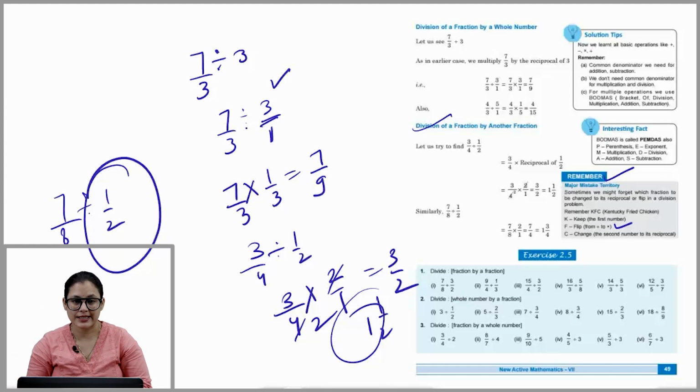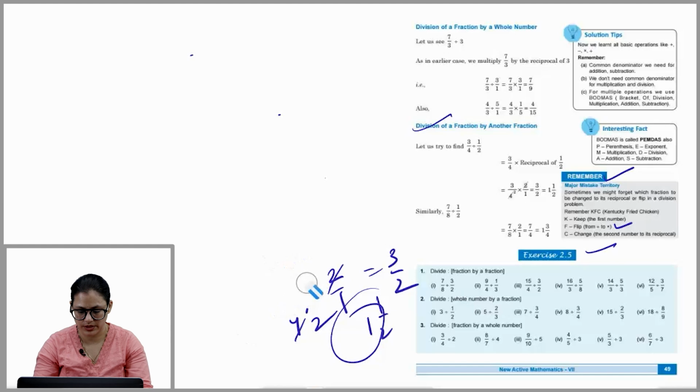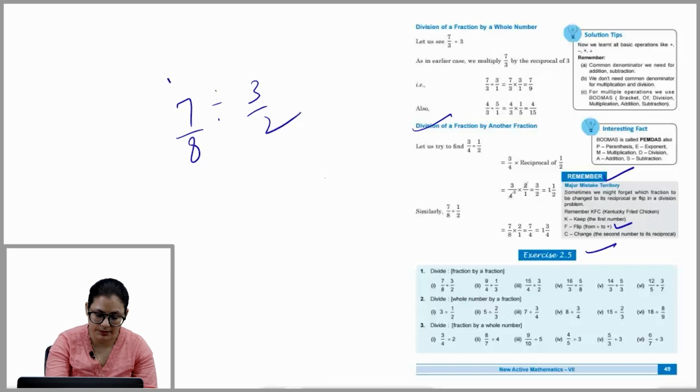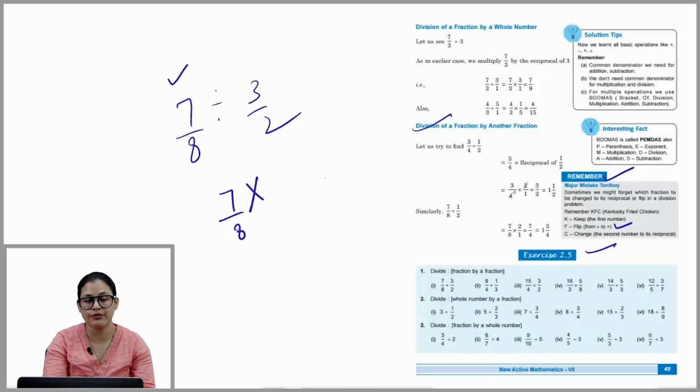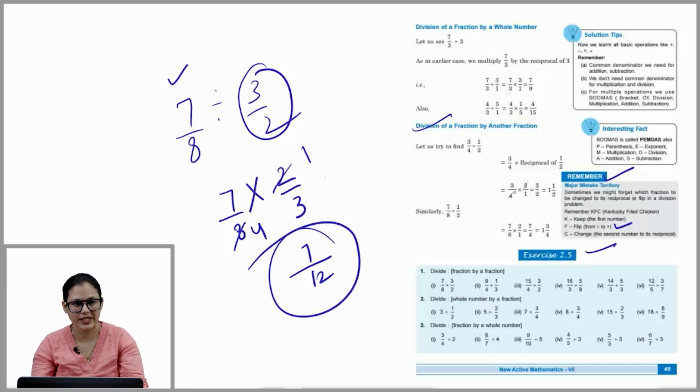Let's do exercise 2.5. Divide a fraction by a fraction. 7 by 8 divided by 3 by 2. We will keep this fraction as it is, then put a sign of multiplication instead of division, and then write the reciprocal of this number, that is 2 by 3. 2 ones are 2, 2 fours are 8. So 7 by 12, this is the answer.